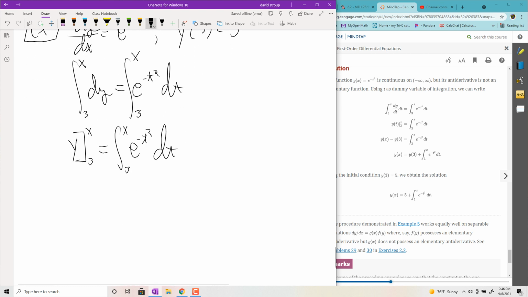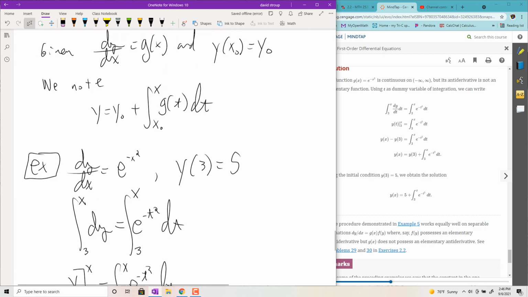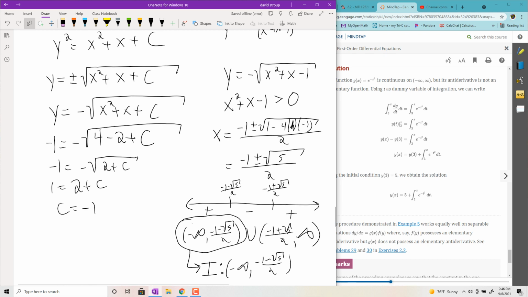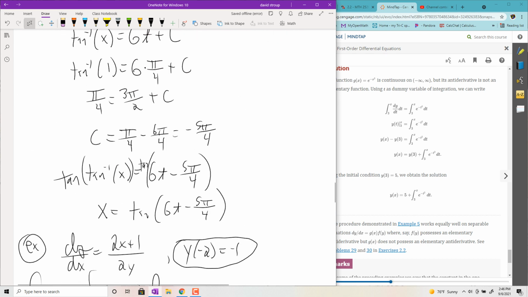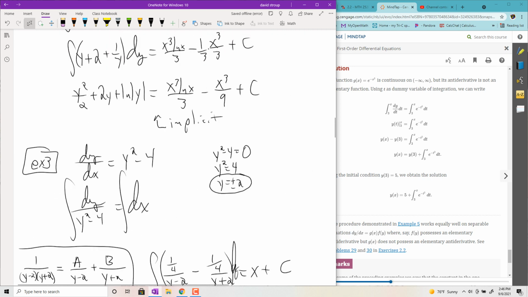And on the right-hand side, you have y of x minus y of 3 equals the integral from 3 to x of e to the negative t squared dt. And that's pretty much it. You can move the y of 3 over, plus the integral from 3 to x of e to the negative t squared dt. Okay. You could use this method to avoid that back substitution at the end when you're solving for c. You can always embed the initial conditions into the integral.